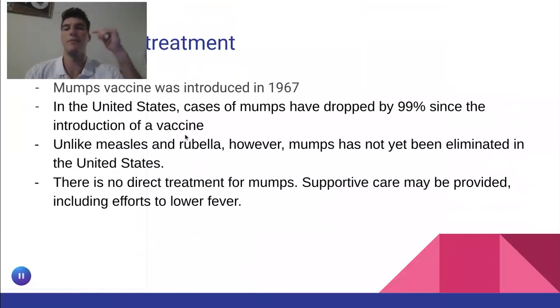So, vaccine and treatment. The mumps vaccine was introduced in 1967, and it was very, very effective. In the United States, cases of mumps have dropped by 99% since the introduction of the vaccine. However, mumps has not been fully eliminated from the United States. There are still outbreaks every here and there, often in children or on college campuses. And there is no direct treatment for mumps. Supportive care may be provided, like trying to make the infected person as comfortable as possible and trying to lower the fever, but there is no direct treatment or cure.